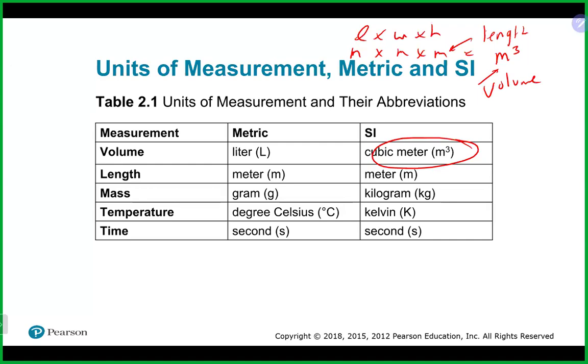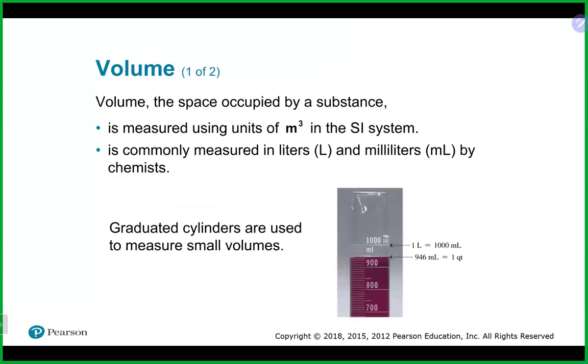So that is one way you can get a volume of an object, especially if it's like a cube or something like that, you could measure those three directions. And when you multiply three length measurements together, you end up with a cubic volume there. So let's talk a little bit about volume. As I just showed there, the SI unit for volume is cubic meters.